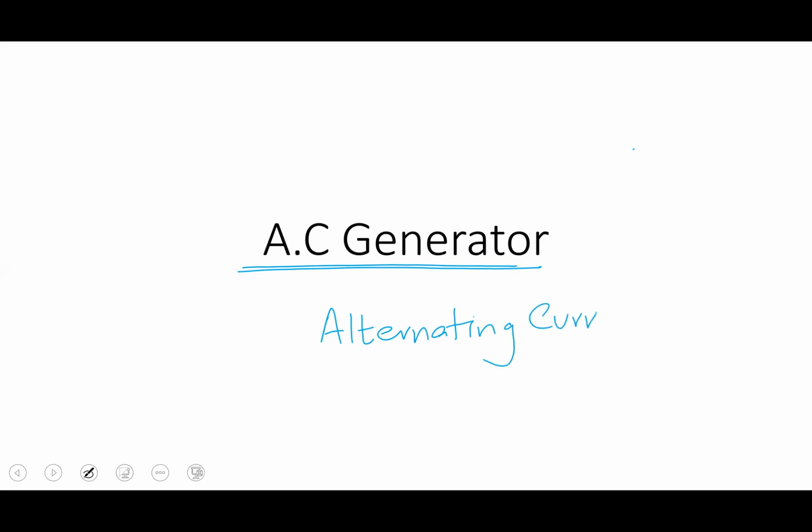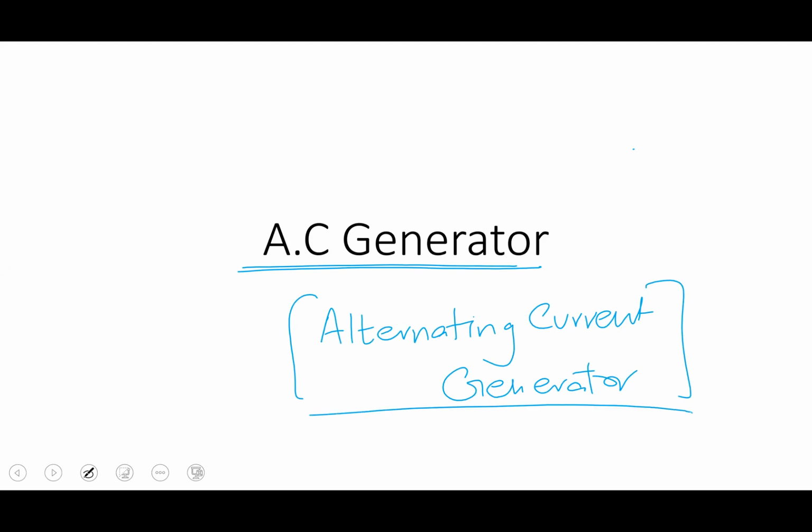Today's topic is going to be about AC generator, where AC means alternating current generator. Now, how can we produce electricity? This is a device by which we can produce a current.